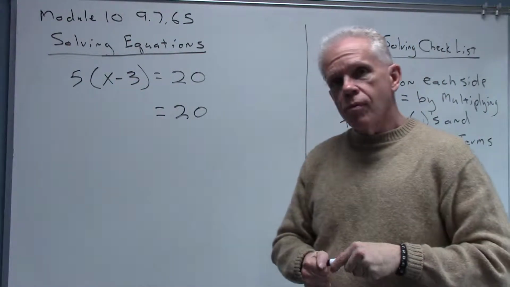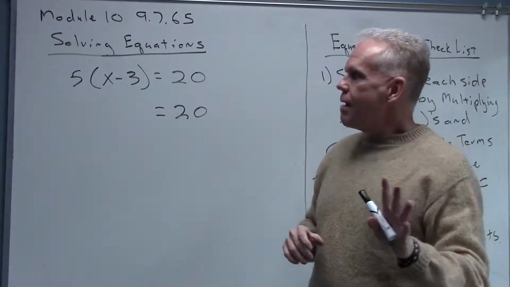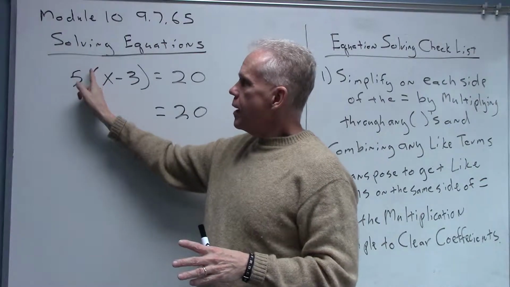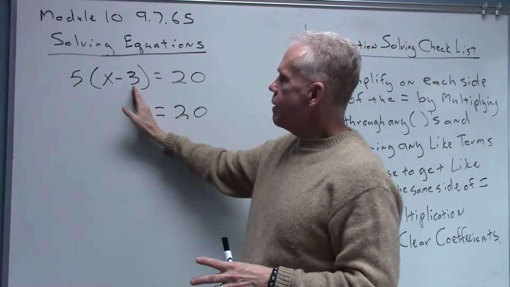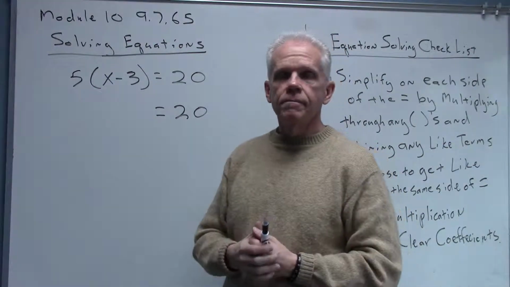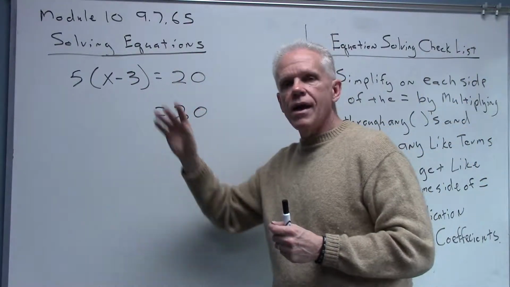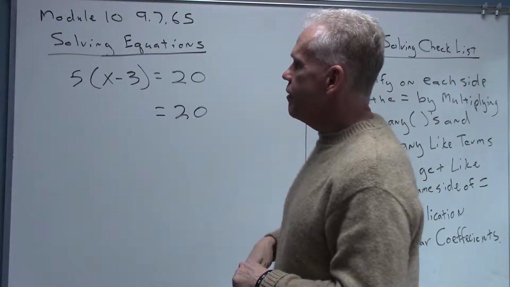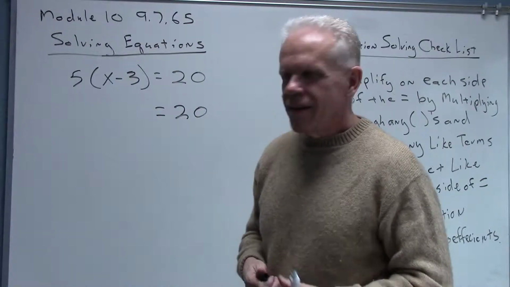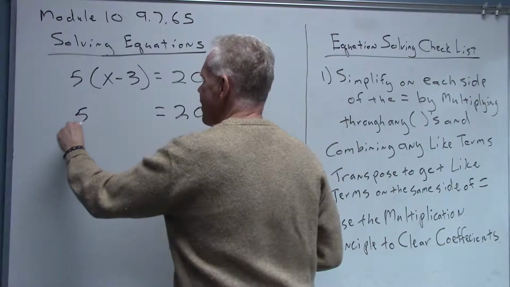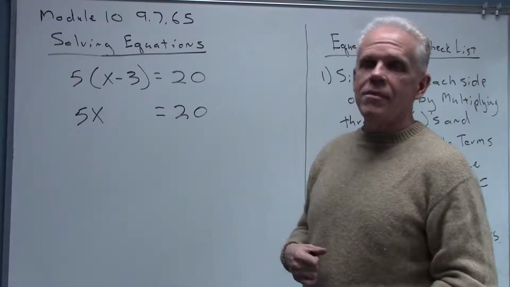On the left side, I got some parentheses, and I got something sitting in front of that parenthesis. What that means, when I have a number butted right up next to a parenthesis, is that number is going to be multiplied by whatever's in the parenthesis. That's called distributing. We're going to distribute that 5 through that parenthesis. First, we're going to multiply the 5 times the x. And guess what you get when you multiply 5 times x? You got it, 5x.